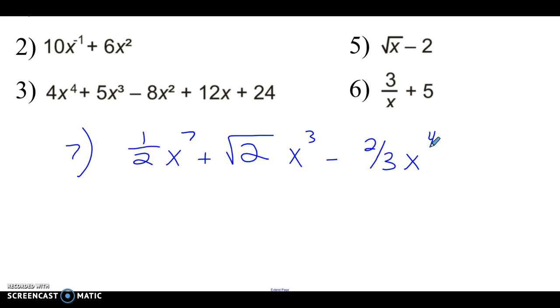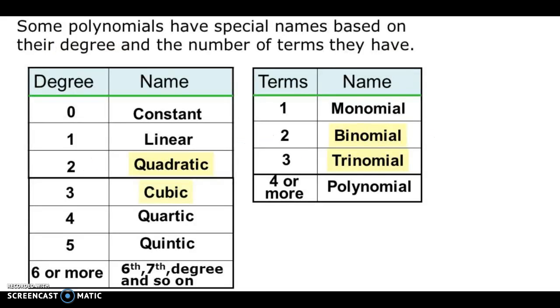Yes. Is this a polynomial? Yes, it is. Okay? You can have a fraction, just x cannot be on the bottom of the fraction. You can have a square root, just x cannot have a square root. And you can have a negative, just x can't have a negative exponent. Okay? Okay, now I need you to study these real quick.